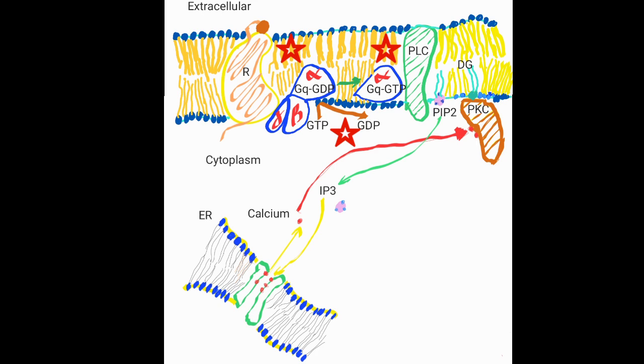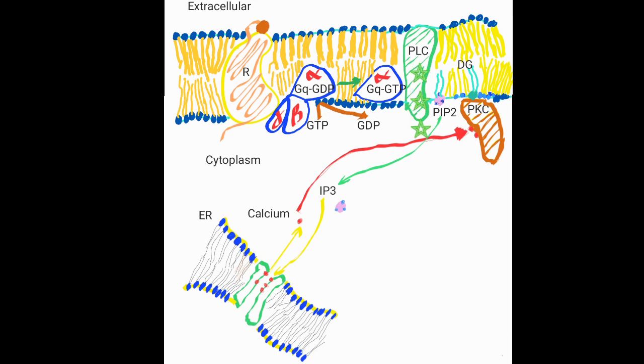This activation is followed by the dissociation of the alpha subunit of GQ from the beta gamma subunits and the replacement or the exchange of GDP bound to the alpha subunit by GTP. The result is that G alpha Q bound to GTP is now in the active form and is capable of activating phospholipase C.